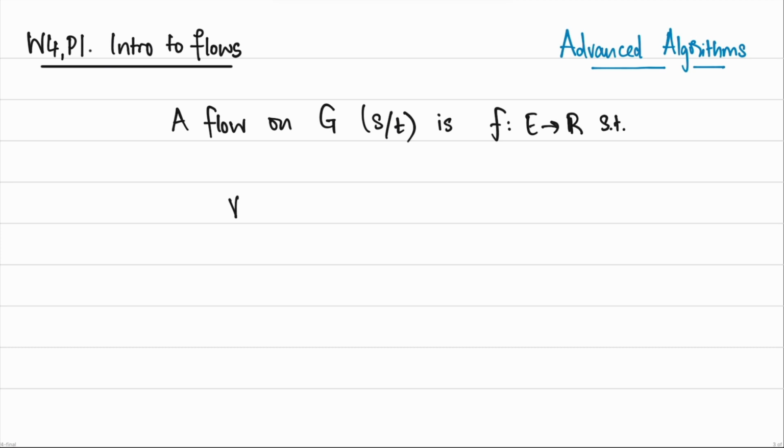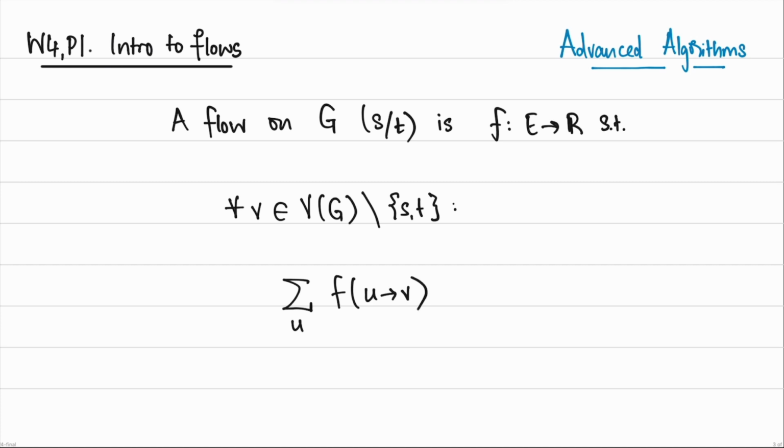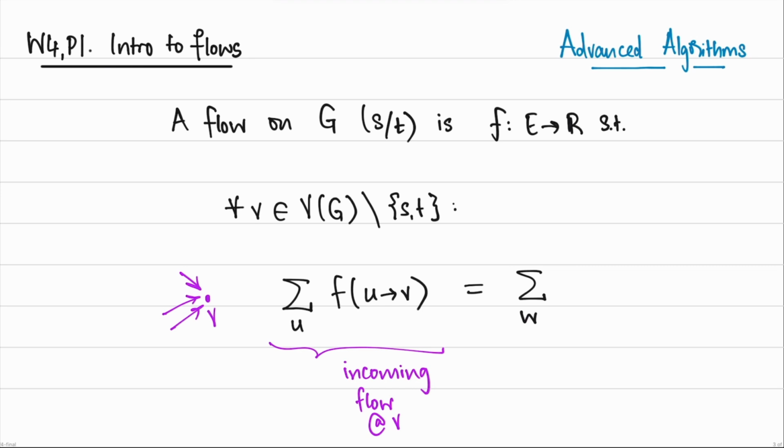We want to say that for every vertex V that is basically not the source or the target, we have that all the flow that comes into V, which we are going to denote by the flow function on edges of the form U to V, so this is all the incoming flow at V, you want to say that that's the same as all the flow that is going out of V.